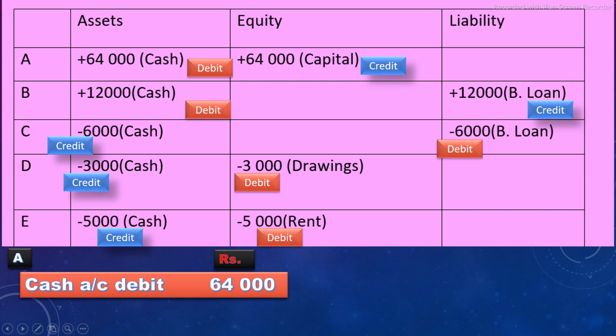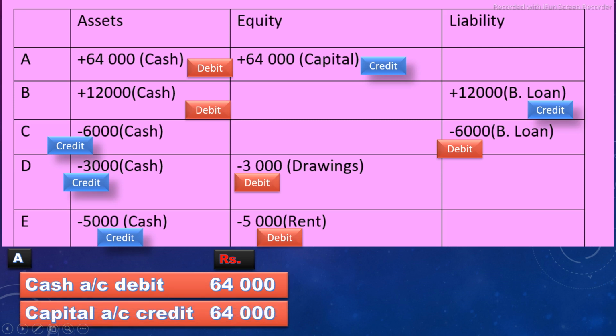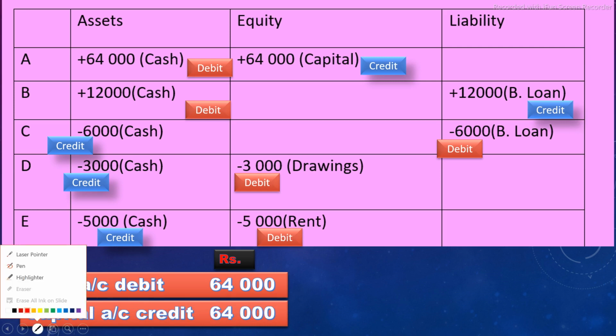Cash is here inside the bracket, you can see in the A. So cash account debit 64,000. We know how we found the debit, right? Because asset increased. Once you write the debit, on the next line, not with a comma, we write the credit entry. Capital is in the bracket. You can see capital account credit 64,000. This is how we write the final double entry.